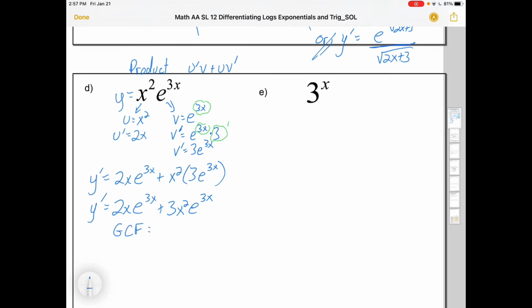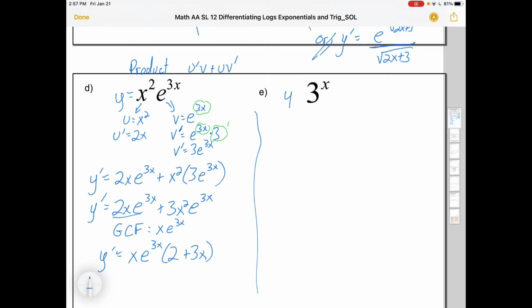There's the greatest common factor here of x and also e to the 3x. So if you take that out, you get x e to the 3x. You'd just be left with 2 from the first part. And you'd be left with 3x from the second part. And it turns out that kind of form is going to help you figure out where you have zeros on your slope, which may be helpful to us.